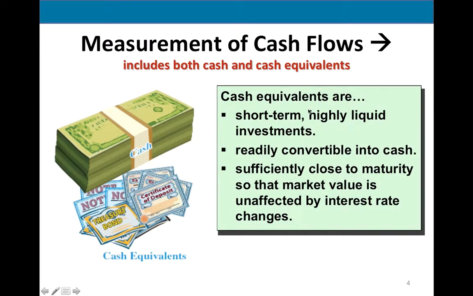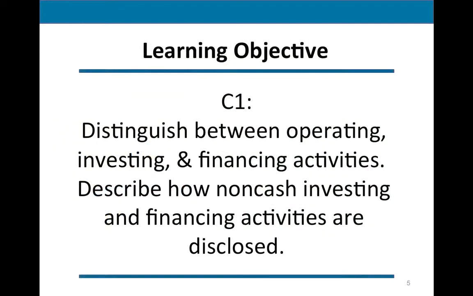So this is a definition of cash, and when we're talking about cash, we actually mean both cash and cash equivalents, and I'm defining what the cash equivalents are right here. They're short-term, highly liquid investments which are readily convertible into cash, and usually the company will convert them into cash in fewer than 90 days.